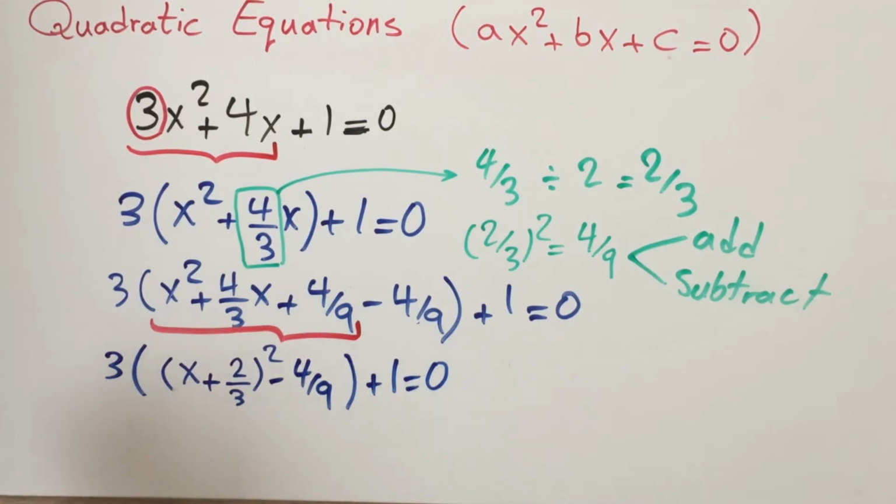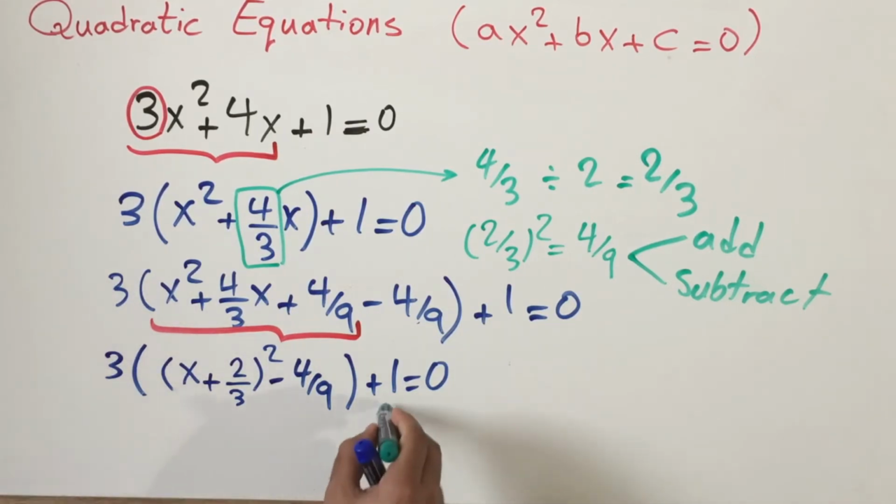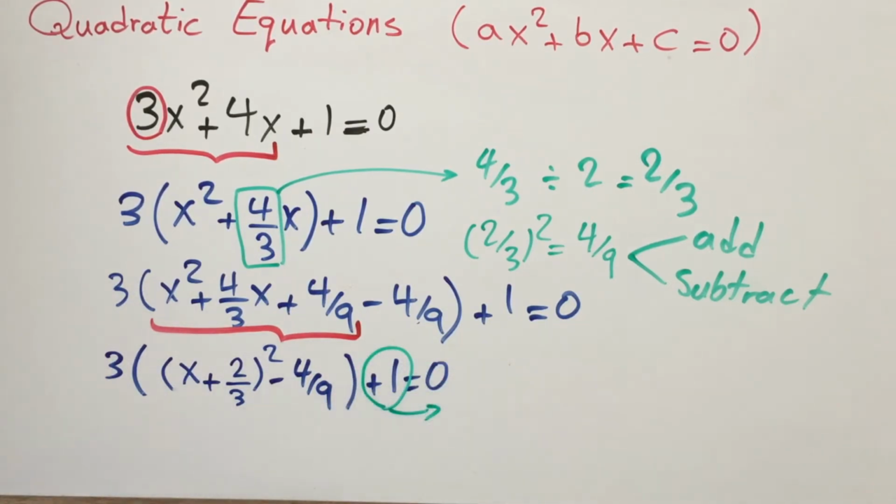Okay, from here on, it's just solving for x. So you have to isolate this bracket, this small bracket here, which is not very difficult. First of all, you know you have to move this plus 1 to the right side.